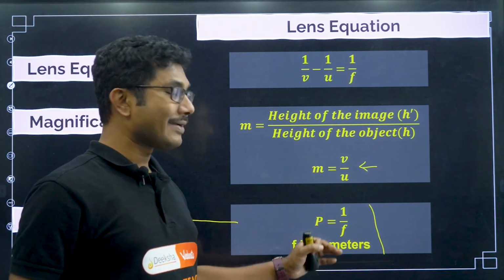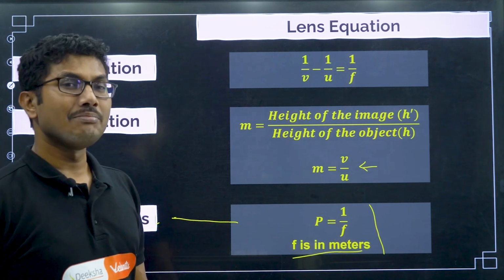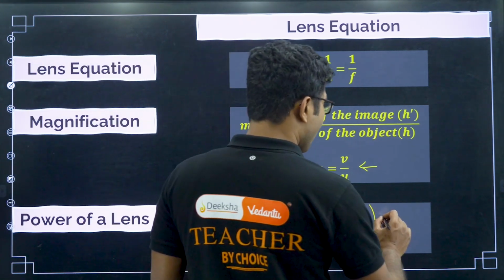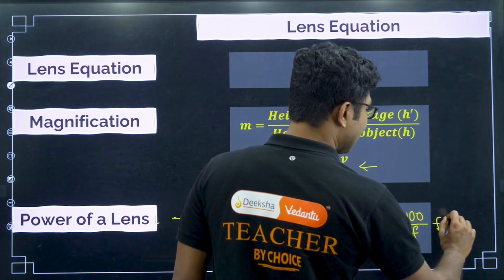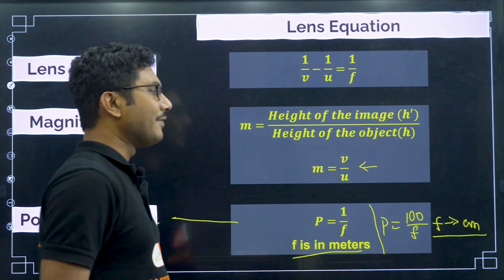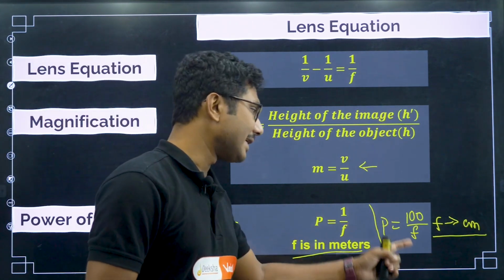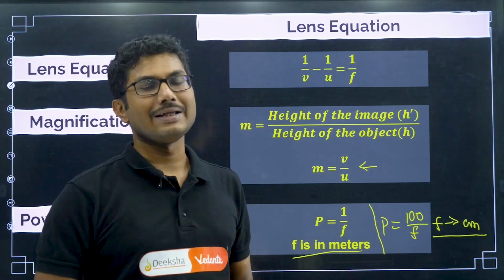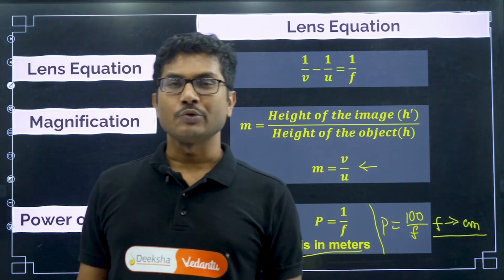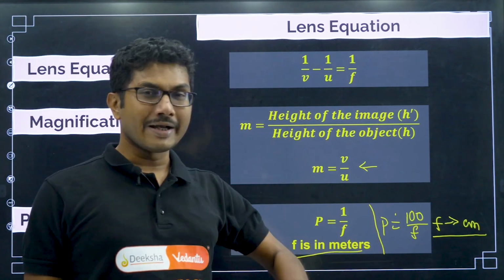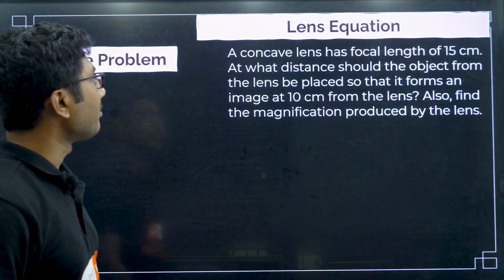Whenever you are using this formula, you have to keep in mind that the focal length is represented in meters, the SI unit. In case the focal length is given in centimeters, then you have to use 100 by f. Most students I have seen make this mistake because the focal length is in most cases given in centimeters. In the previous problem also the focal length was 15 centimeters, right? So in that case you have to use 100 by f to convert it into normal power.